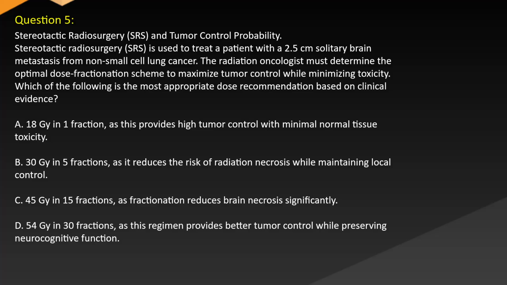A. 18 Gy in 1 fraction, as this provides high tumor control with minimal normal tissue toxicity. B. 30 Gy in 5 fractions, as it reduces the risk of radiation necrosis while maintaining local control. C. 45 Gy in 15 fractions, as fractionation reduces brain necrosis significantly. D. 54 Gy in 30 fractions, as this regimen provides better tumor control while preserving neurocognitive function.